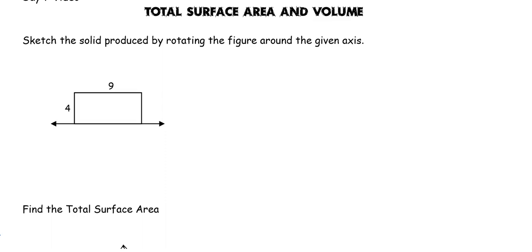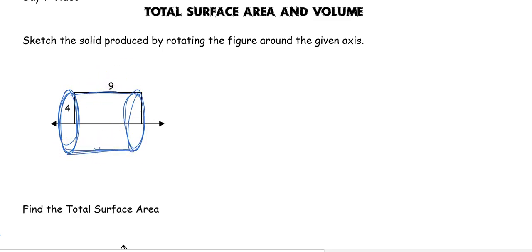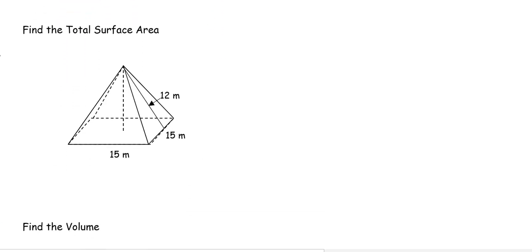So if I want to sketch the solid produced by rotating the figure around the given axis, here is my horizontal axis. If I rotate this and spin it around, that's the edge, this edge spinning, this base, that side over here. When I rotate that, I end up with a cylinder. So a rectangle or a square, when rotated, is going to create that three-dimensional figure of a cylinder. So let's go ahead and jump in.